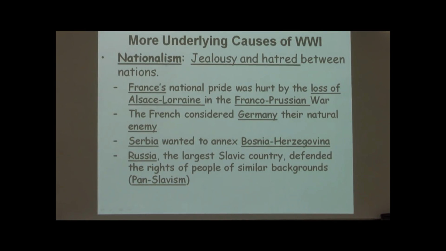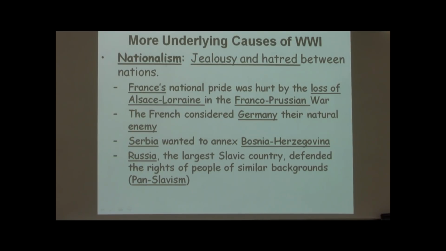More underlying causes of World War I. Nationalism was a factor. Jealousy and hatred between nations. France's national pride was hurt by the loss of Alsace-Lorraine in the Franco-Prussian War. Do you remember that? The French considered Germany their natural enemy. Serbia wanted to annex Bosnia-Herzegovina. Russia, the largest Slavic country, defended the rights of people of similar backgrounds.